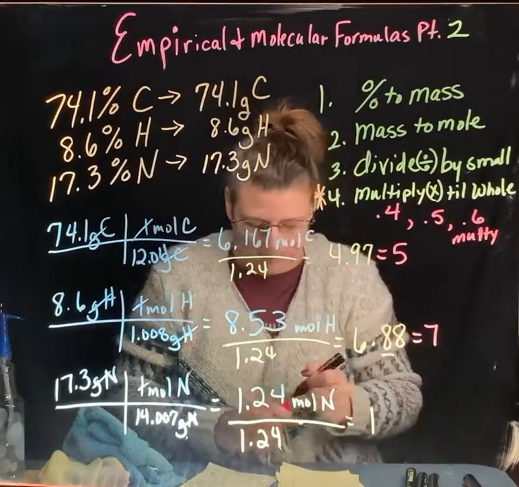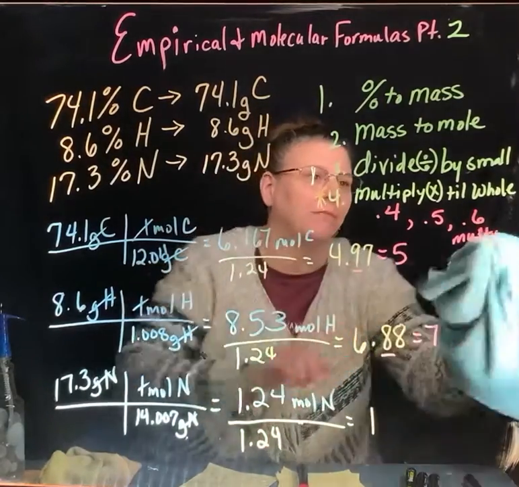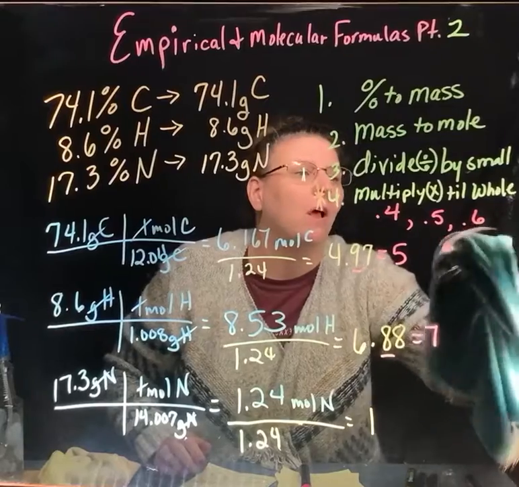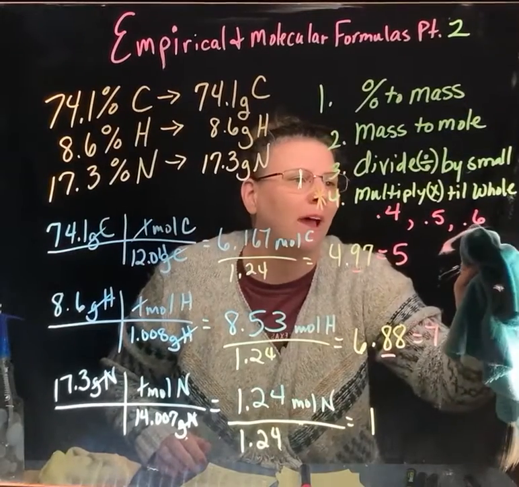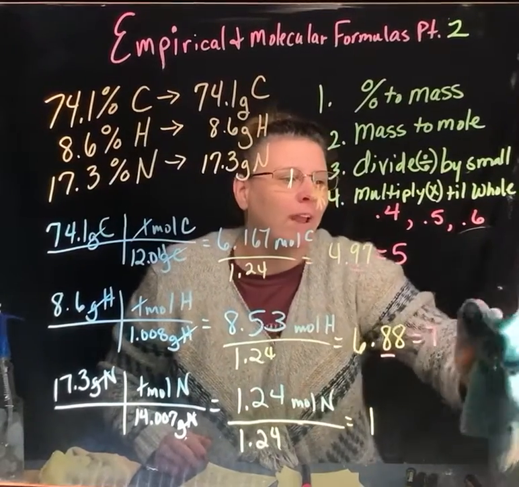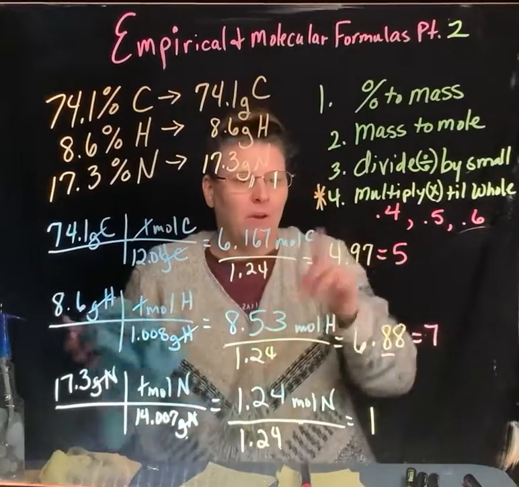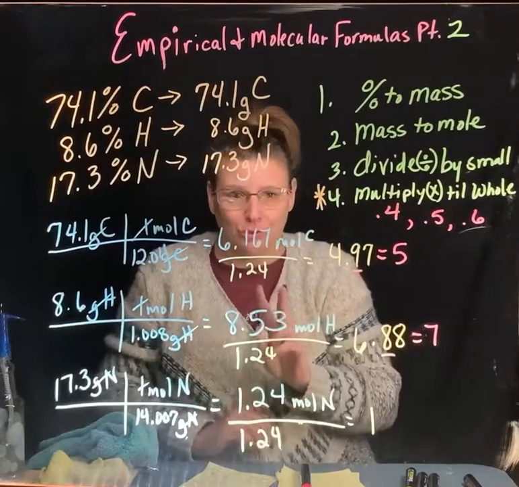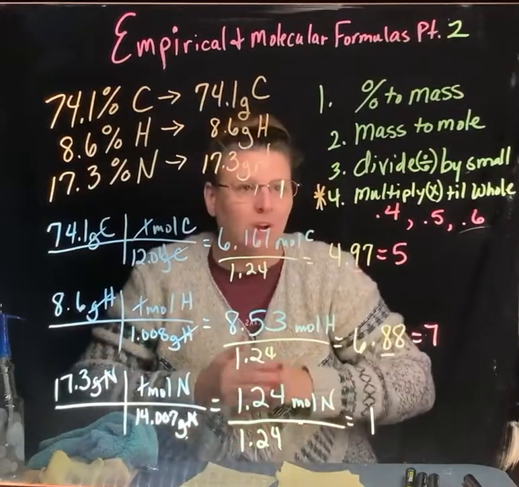Can't spell tonight. I told you it's late. Multiply. Okay, I'm just going to say it, I'm not going to write it. Just write it down: multiply all, or every one of them, by 2 to get a whole number.